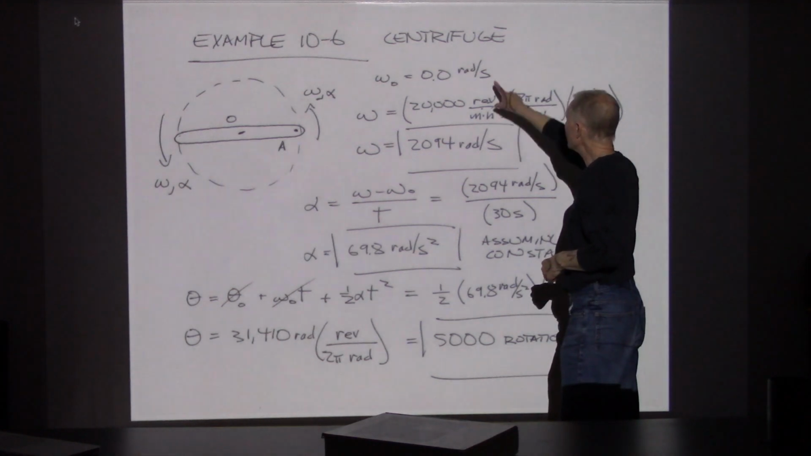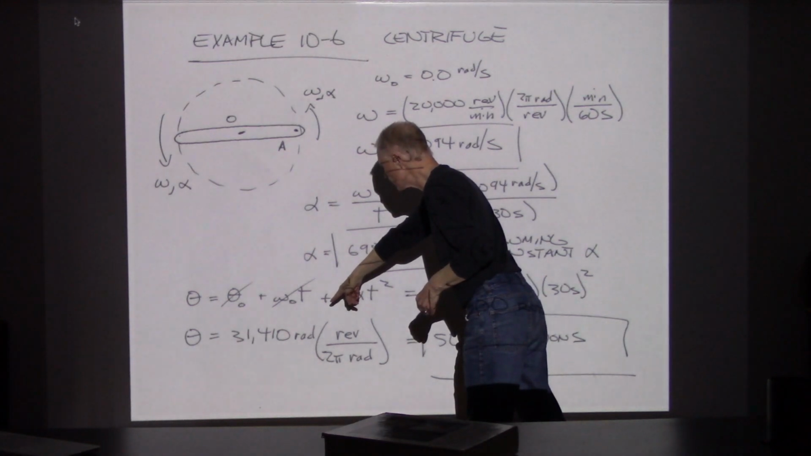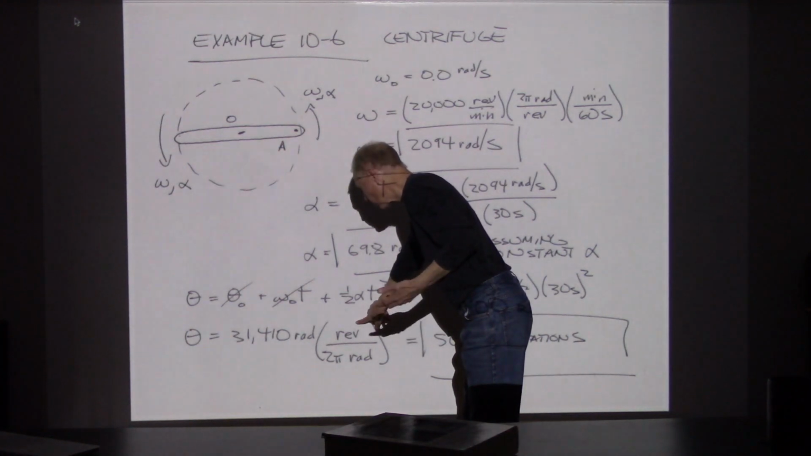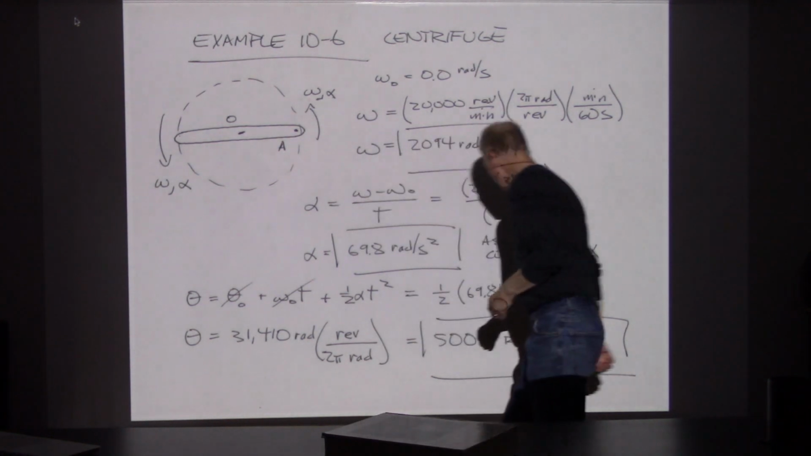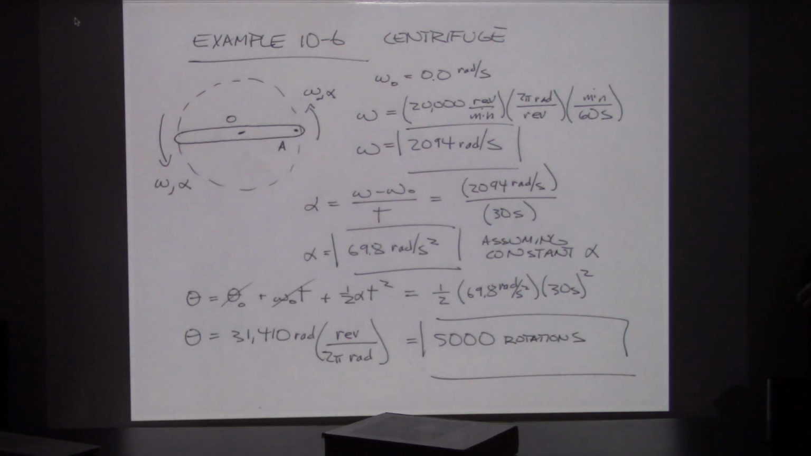So I started out with doing everything in radians, converting everything. I got my alphas in radians per second squared, and I got my thetas in radians. But now I can say that one revolution, or one rotation, is equal to 2 pi radians, and I ended up with 5,000 complete rotations. So during that 30 seconds, it went around 5,000 times. Okay, so it's a good example for making use of these formulas for constant rotational accelerations.